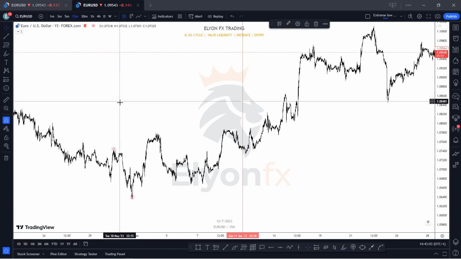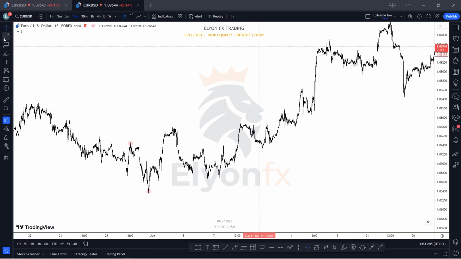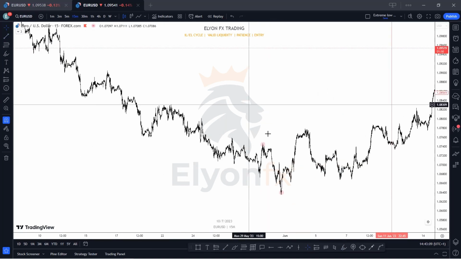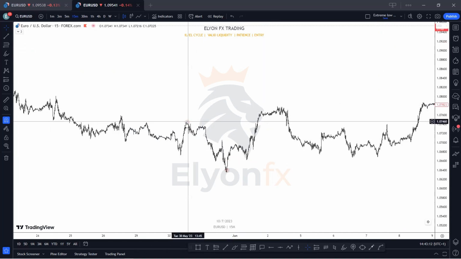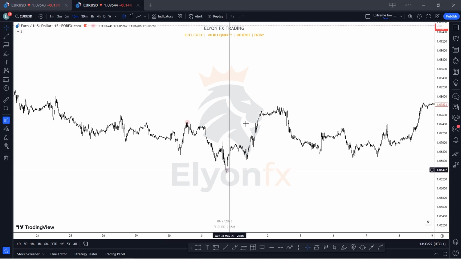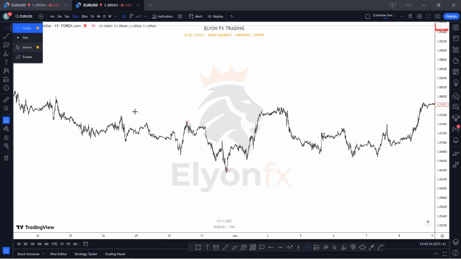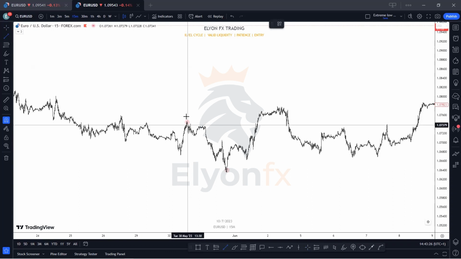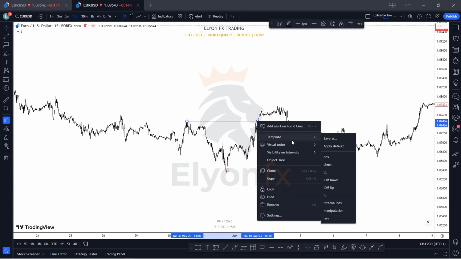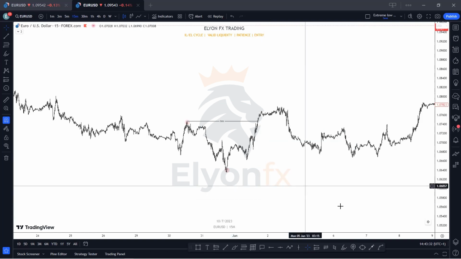All right, so remember we are still using our internal and external liquidity concept. The reason why I marked this low, the reason why I marked this high was because we took out internal liquidity, and the reason why I marked this low is because we took out external liquidity. So let me just annotate that quick. I don't want this video to be long, so this is our break of structure.